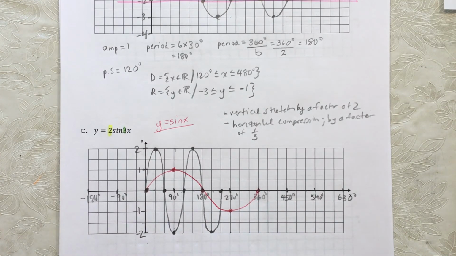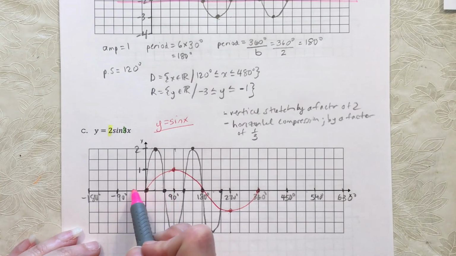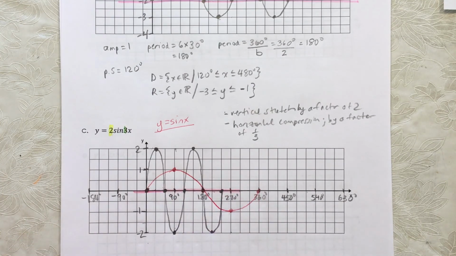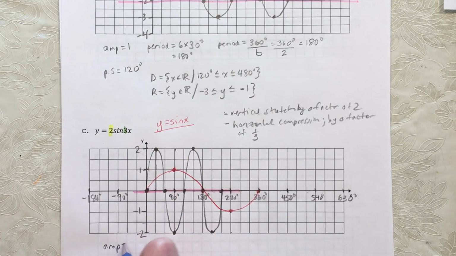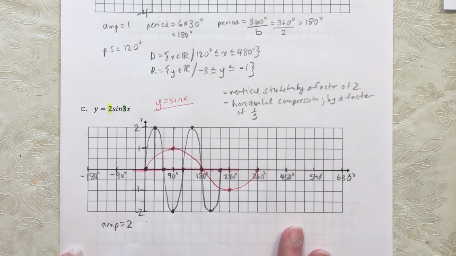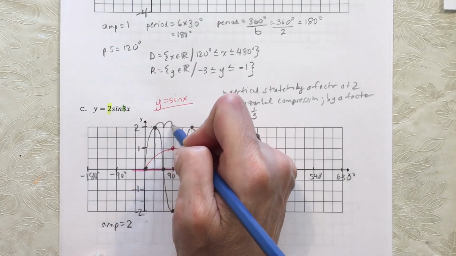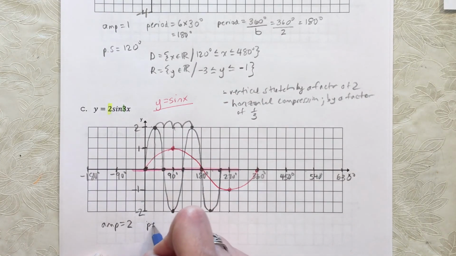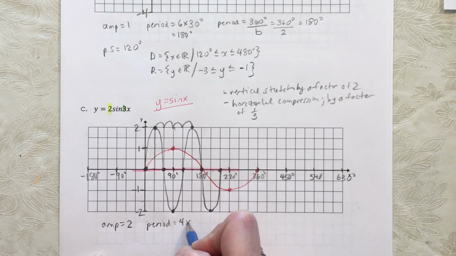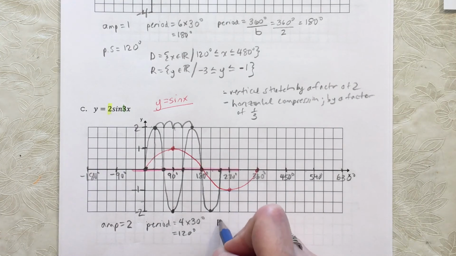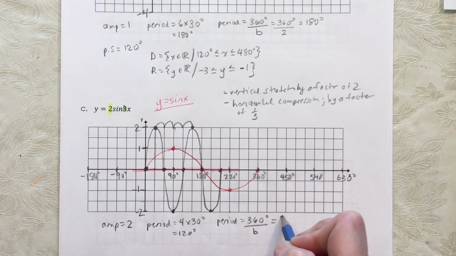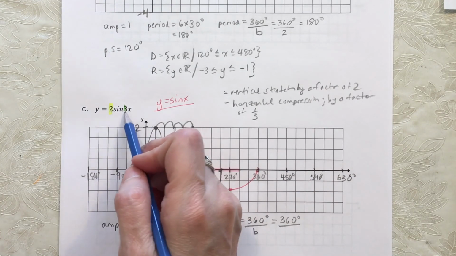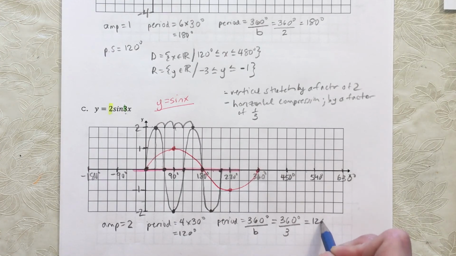Okay, so then we need to do amplitude. So amplitude, here's my central axis is still at 0. Distance from the central axis to the maximum is 2. Period. So maximum to maximum is 1, 2, 3, 4 squares. So the period is 4 times 30 degrees, which is 120. Or using our formula, period is 360 degrees divided by the b value. And our b value is 3, which also gives us 120.